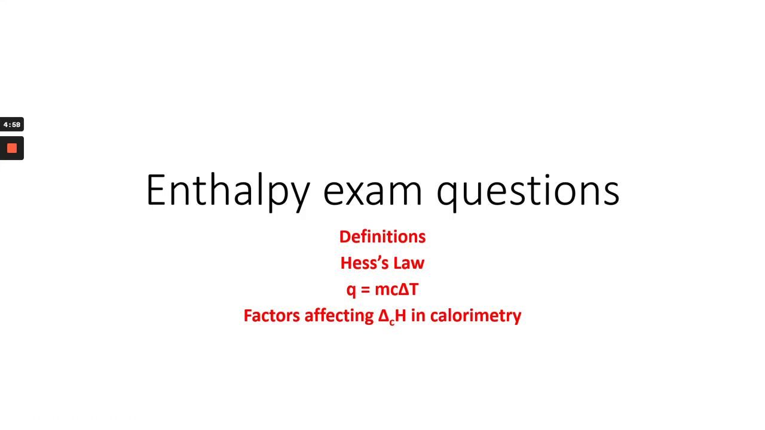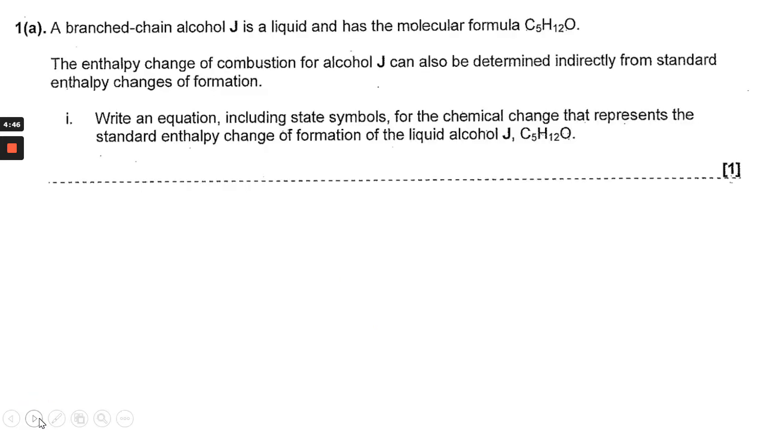Hello and welcome to this 5-minute clip looking at an enthalpy exam question set covering definitions, Hess's law, Q equals mcΔT calculations, and some factors affecting ΔcH calorimetry. So the first definition question asks you to write an equation including state symbols with a chemical change that represents the standard enthalpy change of formation.